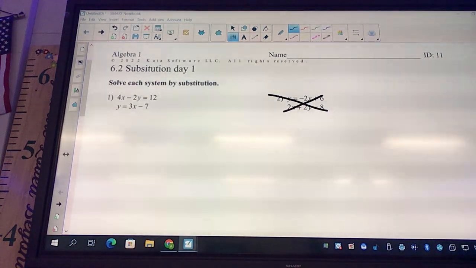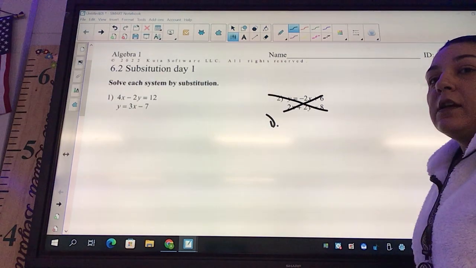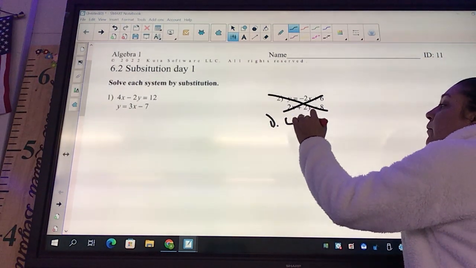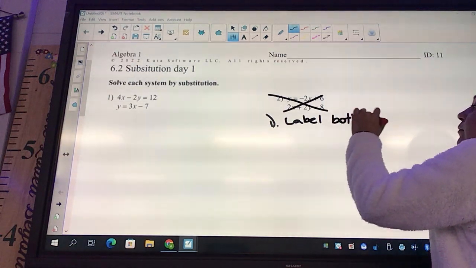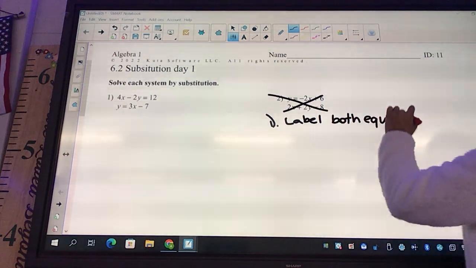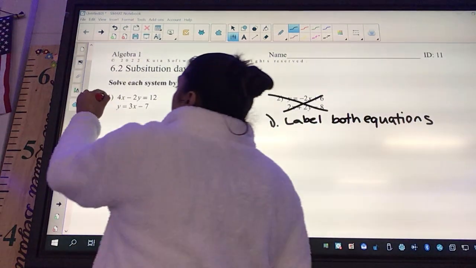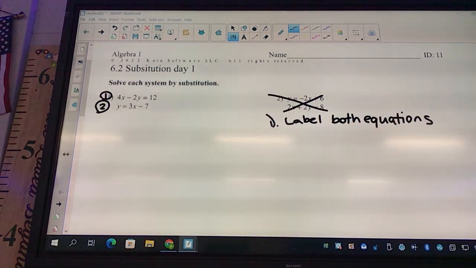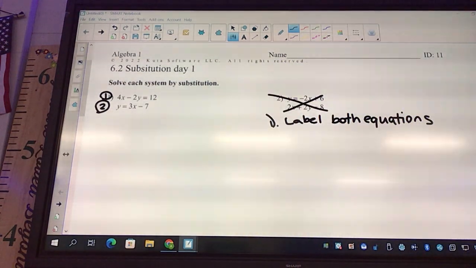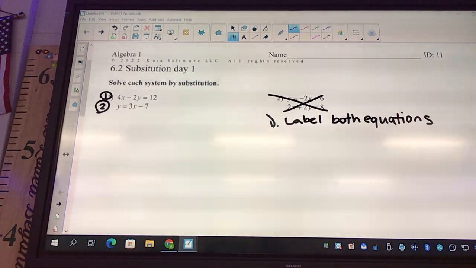So your step 1, and I'm going to try to write them as thorough as I can, is to label both equations. So you're going to label this equation 1 and equation 2. Substitution has a lot of steps, so write it down.